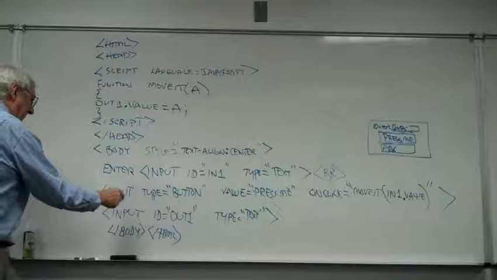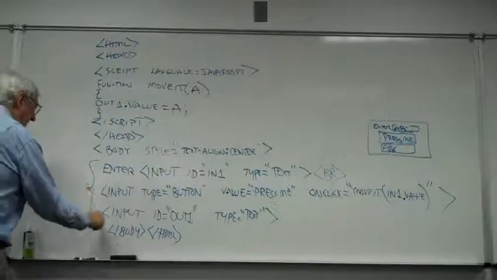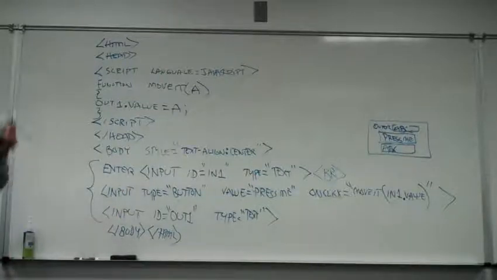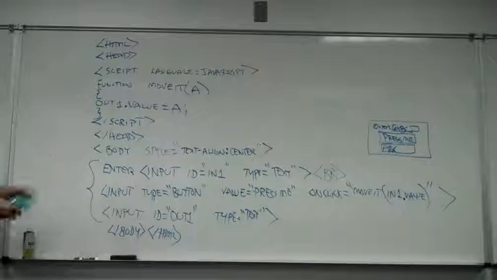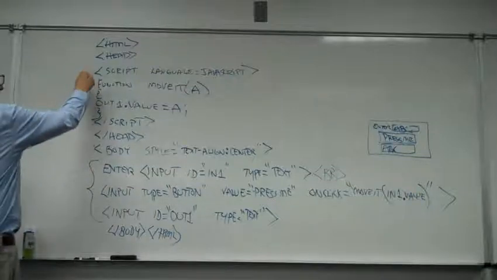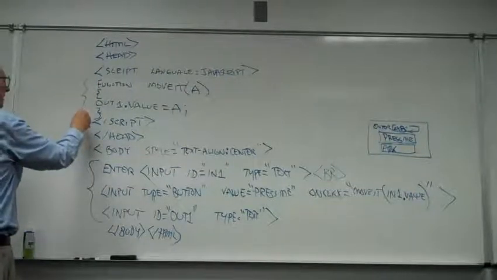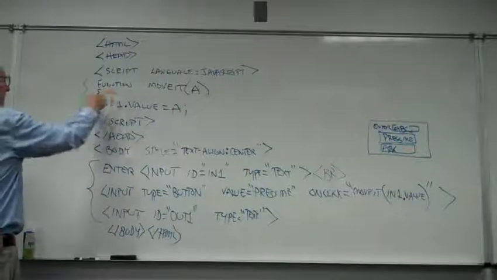This input, this button, and this output. These guys right here are very commonly seen in programs where you type something in, you have a button to send the information up above, and then a place for the answer to come back. That's a very common kind of program. Okay? And where you send it to is right here, the JavaScript. That's the whole JavaScript function right there.